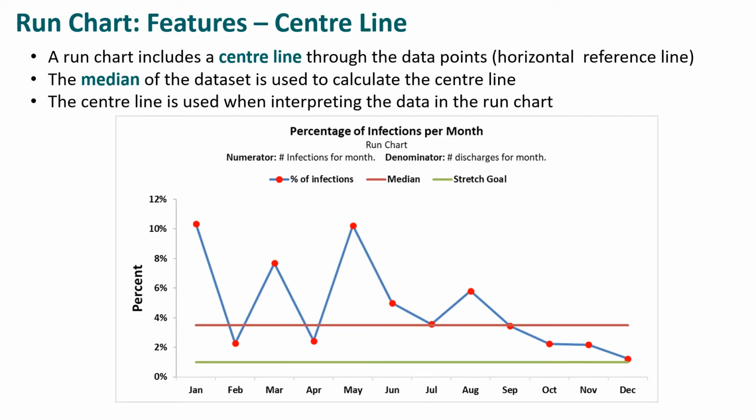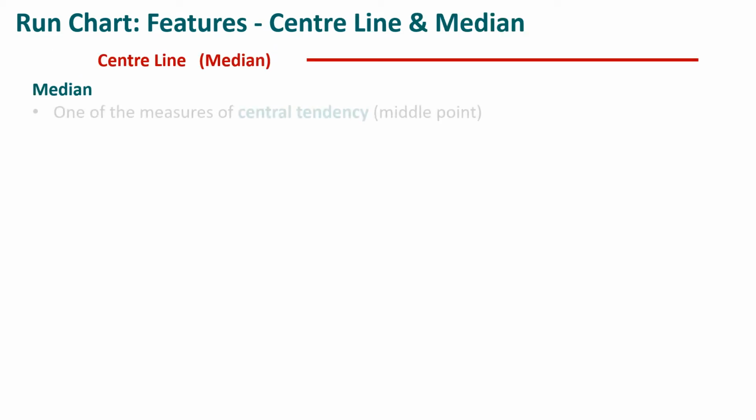Another feature in a run chart is what we call the center line, and it is a line through the data points, and it's a horizontal reference line. The median of the data set is used to calculate the center line, and the center line is used when interpreting the data in a run chart. So what is the median? A median is one of the measures of central tendency, in other words, finding the middle point in a data set.